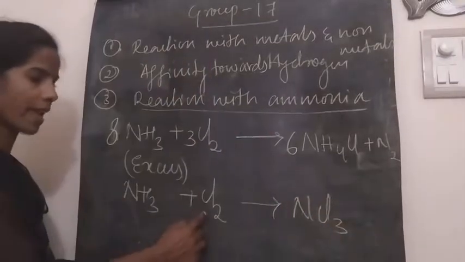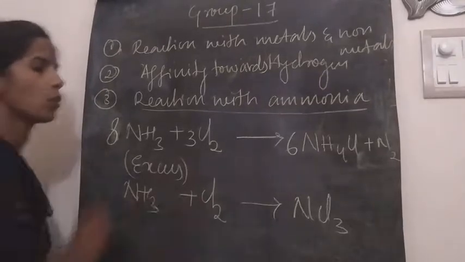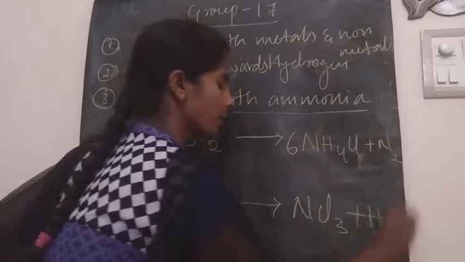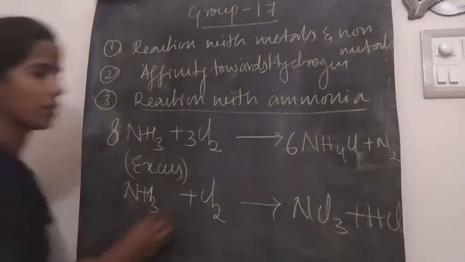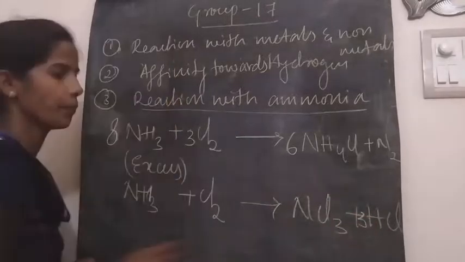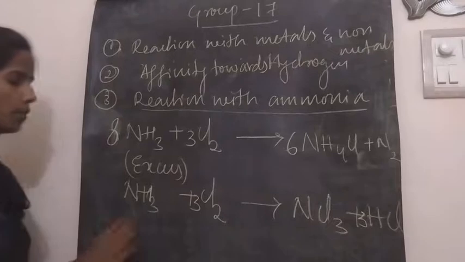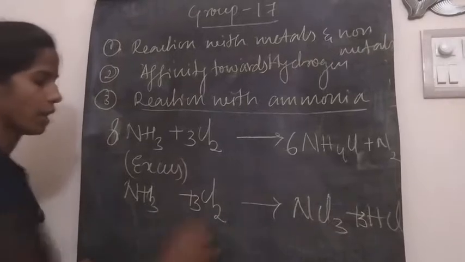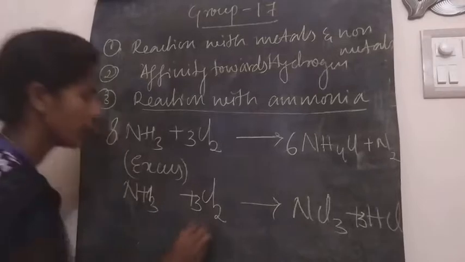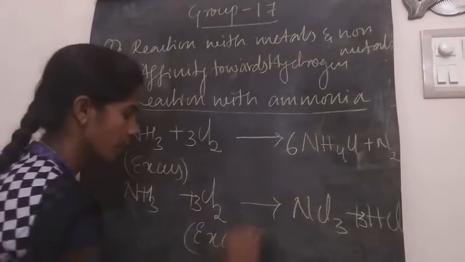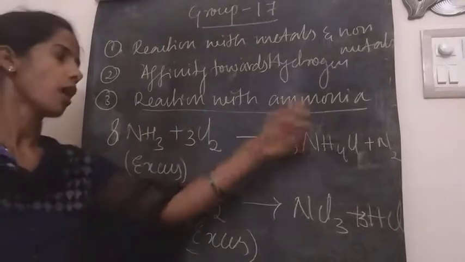The nitrogen reacts with chlorine, that is removed in the form of NCl3, and hydrogen and chlorine is removed in the form of HCl. To balance the reaction, how much hydrogen is there? 3. Therefore 3HCl, chlorine 3 plus 3, 6. Therefore 3Cl2. The ratio is 1:3. Which is in excess here? 1:3. Ammonia 1 molecule and chlorine 3 molecules. Therefore here chlorine is the excess. Very important reaction of chlorine with ammonia.